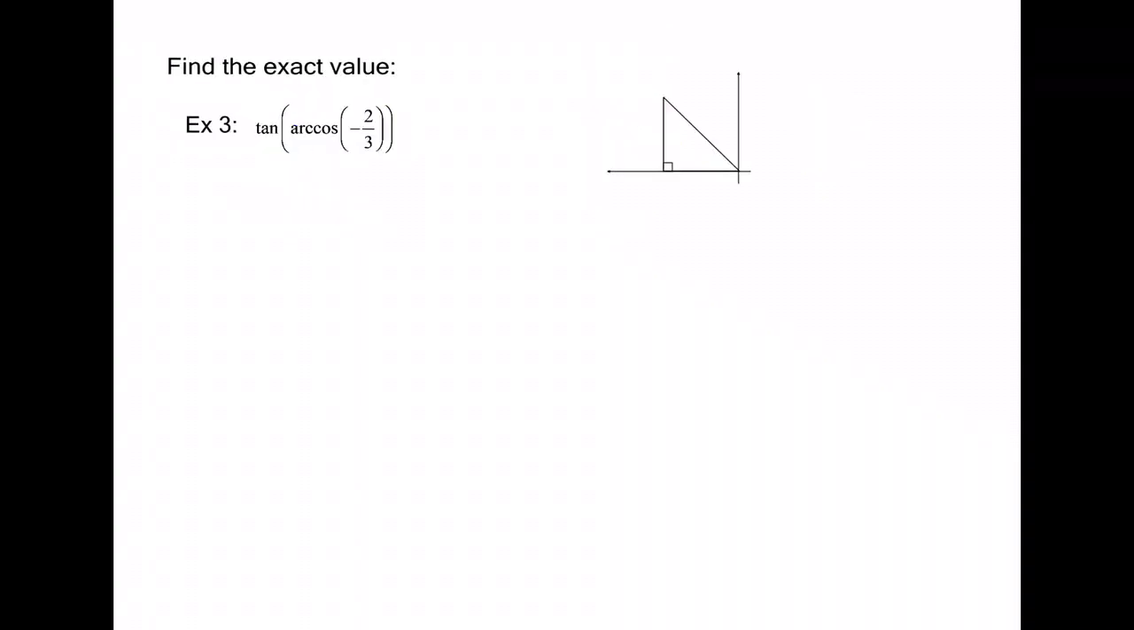So here's another example, and if you want to pause the video and try this on your own, it works out kind of the same way. You've got arc cosine of negative 2/3. Once again, remember, arc cosine has a range between 0 and pi. So with it being negative 2/3, we are in quadrant 2.